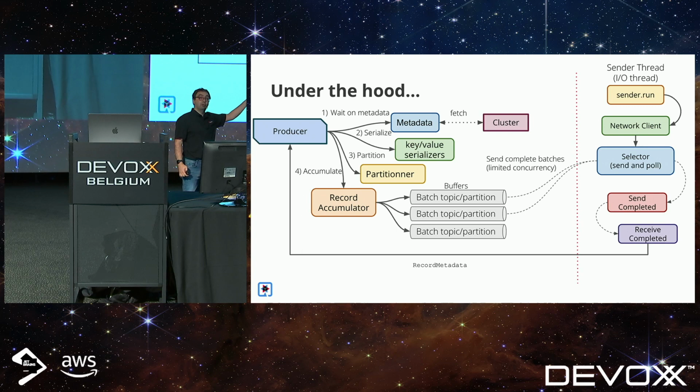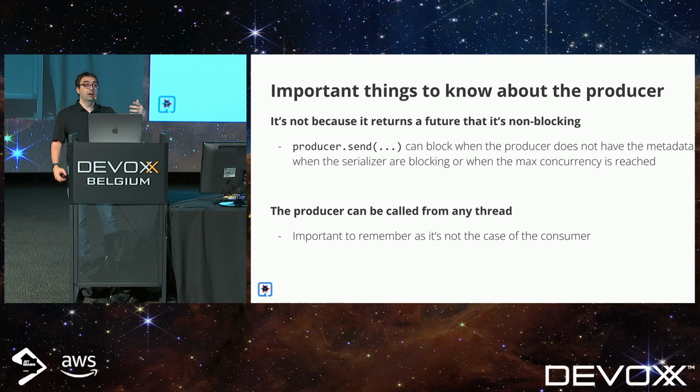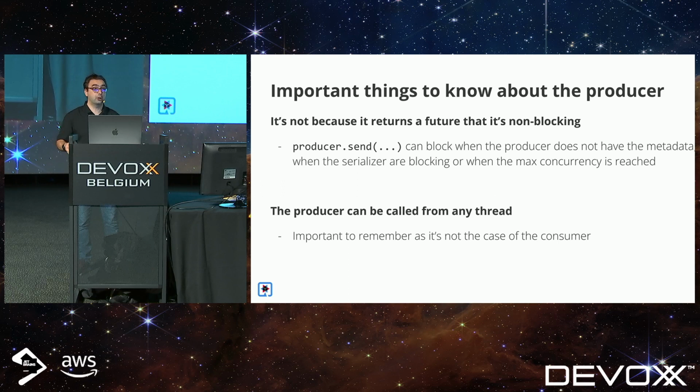What's important is that the second part is asynchronous, and explains why send returns the futures. But this first part here is totally synchronous. So it's not because it returns a future that it is not blocking. It's actually only the second part that is not blocking. The first part is totally blocking, and it can block a very, very long time. We will see that inside the demo. It can be almost forever.